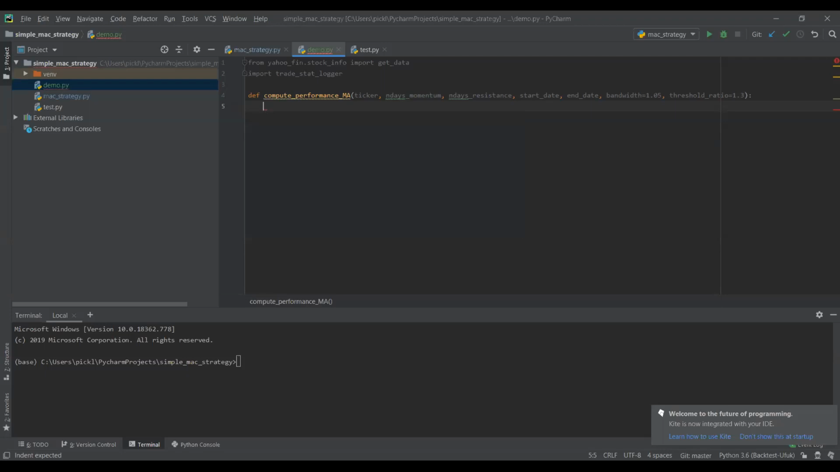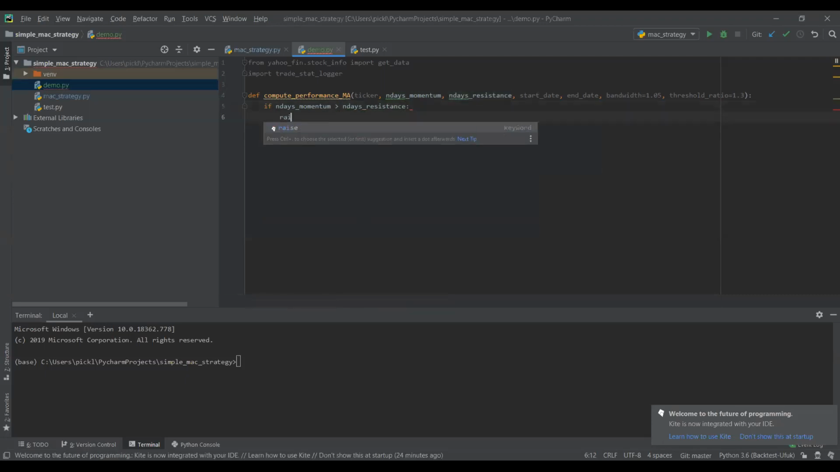Momentum is just a shorter number of days. Okay, so let's just leave it at that. So the first thing we're gonna do is if the momentum days is greater than the resistance days, you want to raise a value error.